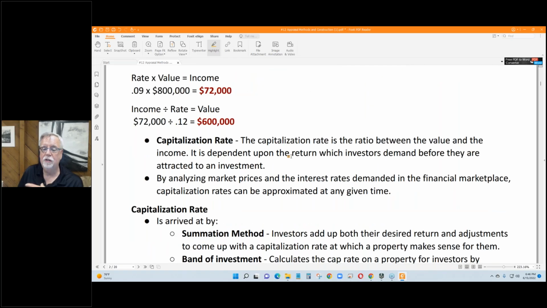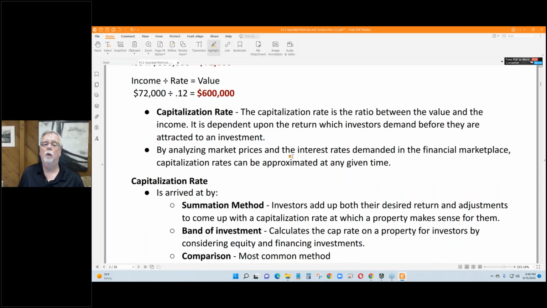So the capitalization rate is the ratio between the value and the income. It is dependent upon the return which investors demand before they're attracted to an investment. How would we determine that? We would analyze market prices and interest rates in the financial marketplace. That's how we would do it.